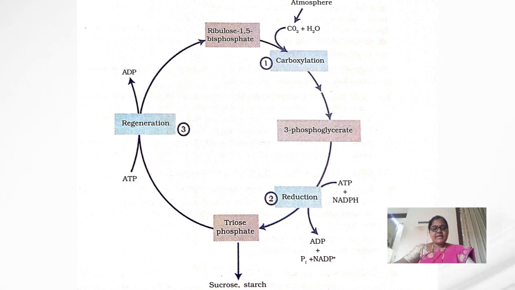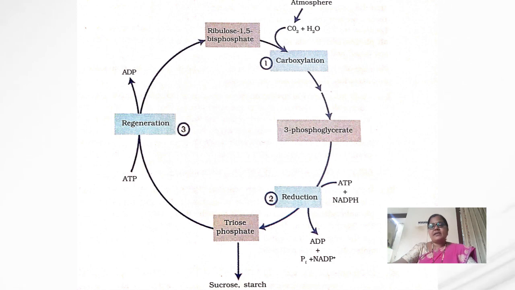The Calvin cycle occurs in all photosynthetic plants. This biosynthetic pathway is used for the synthesis of sugar, which was traced out by Calvin and Benson. And the Calvin cycle is described in 3 phases.